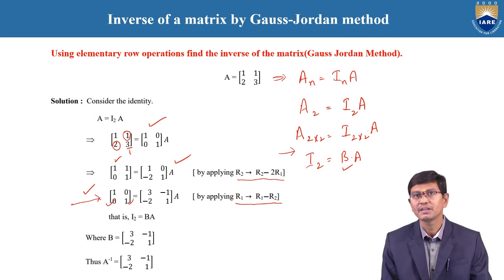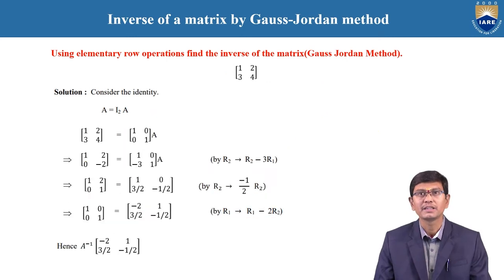Similarly, the right side is also considered. This is the matrix B into A, where B is equal to 3 minus 1, minus 2, 1. And that is the inverse of the given matrix. This is clearly an example of finding the inverse of a matrix by using the Gauss-Jordan method.